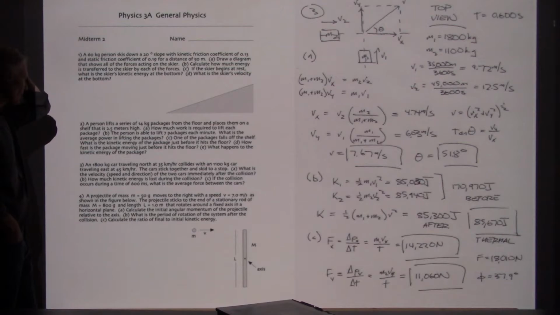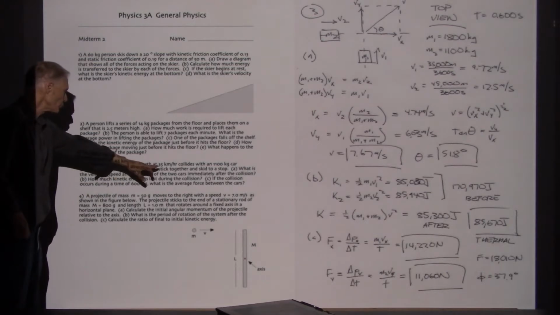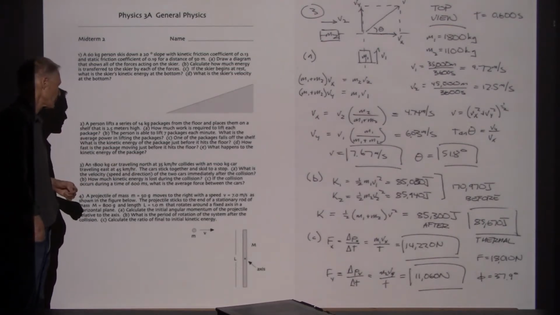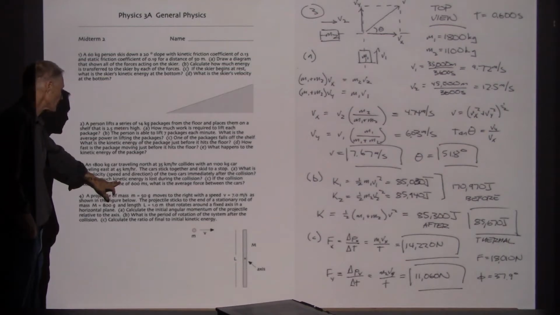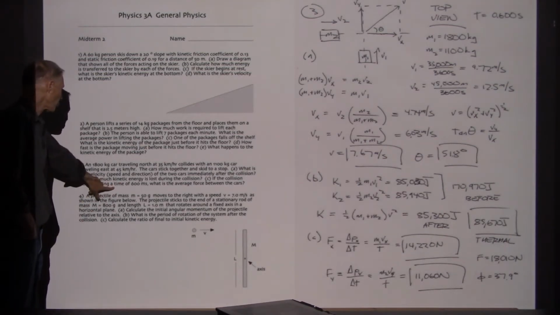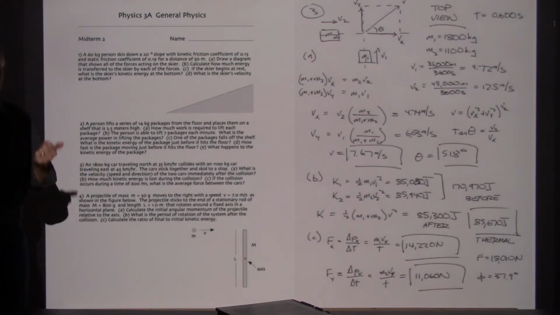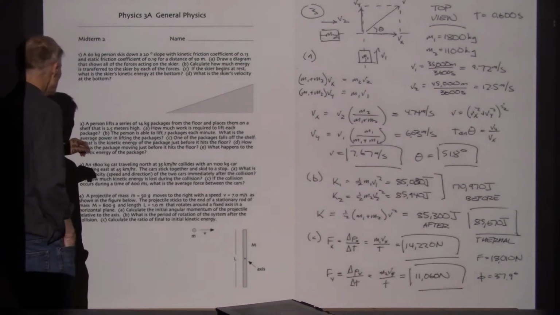And so they've both got their brakes on. What's the velocity of the two cars immediately after the collision? And then how much kinetic energy is lost during the collision? And then how much force is there? So that's a good set of questions involving momentum conservation. So let's take a look at the first one.